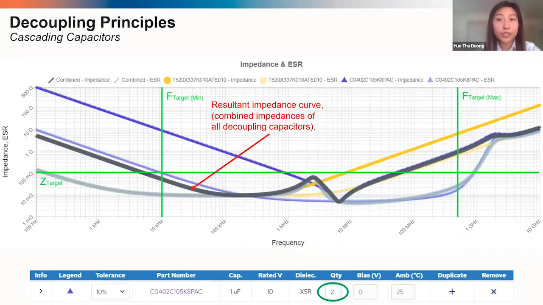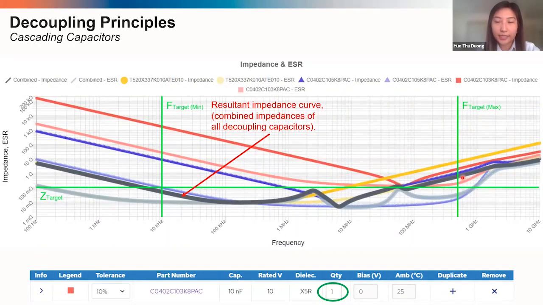So next, we added another of that same 1 microfarad ceramic capacitor, and this pushed the anti-resonant point down just a little bit, as well as the impedance at the upper bound. However, we're still not at our impedance target within our entire frequency band. Next, we added a smaller ceramic capacitor of 10 nanofarads to bring down the impedance at the upper bound even further. However, this now gave us another anti-resonant point to look out for, which is right here.